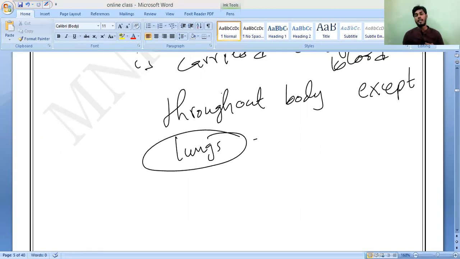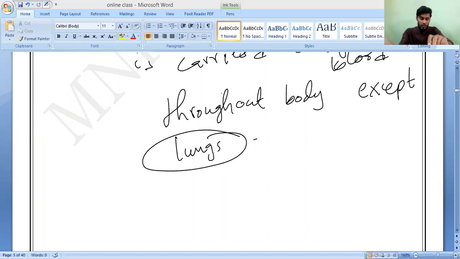Oxygenated blood is carried by what? The aorta. The aorta is the main artery of our human circulatory system, because that only carries the oxygenated blood throughout our body parts. Correct or not? Yes or no?